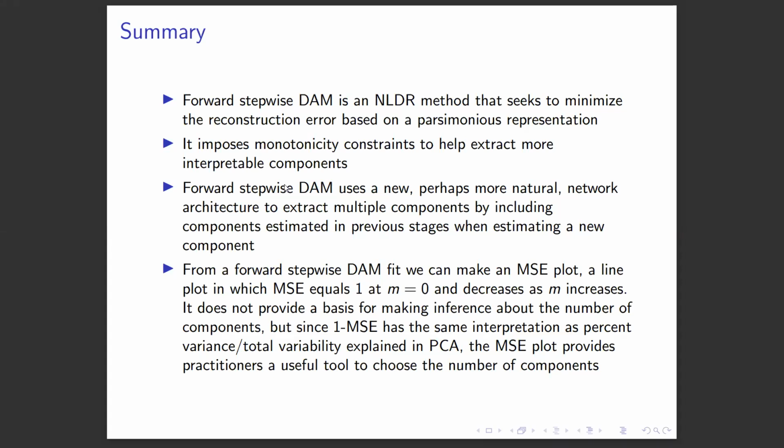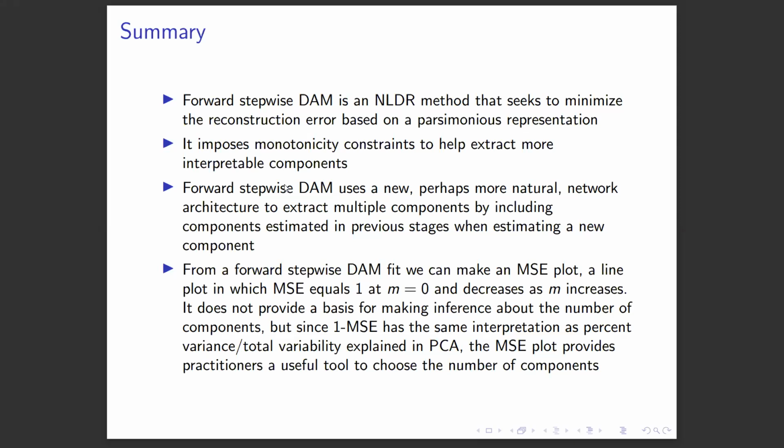That kind of constraint puts a cap on the degrees of freedom you can have, which stabilizes things and makes things more interpretable. The proposed method uses a new, perhaps more natural network structure to extract multiple components, by including components estimated in previous stages when we're estimating a new component. And with this procedure, in the end, we get an MSE plot.